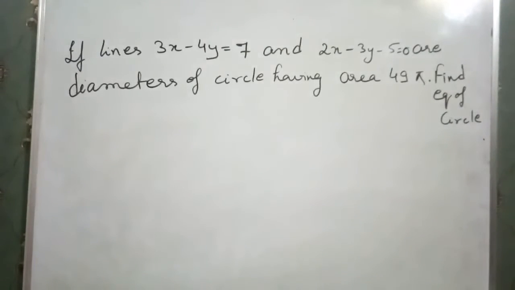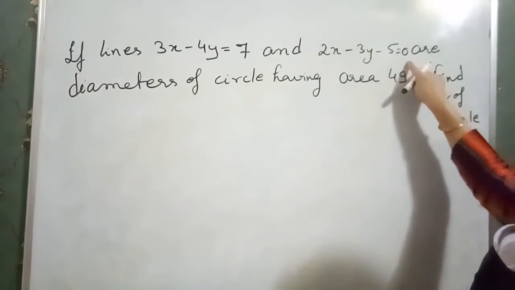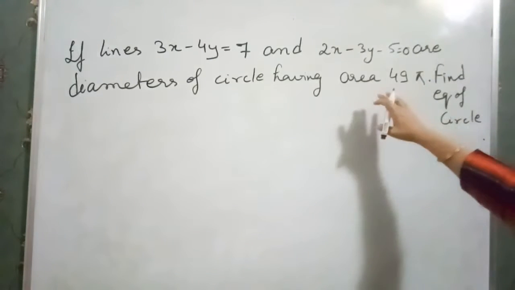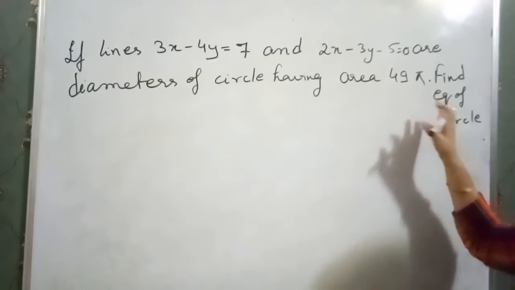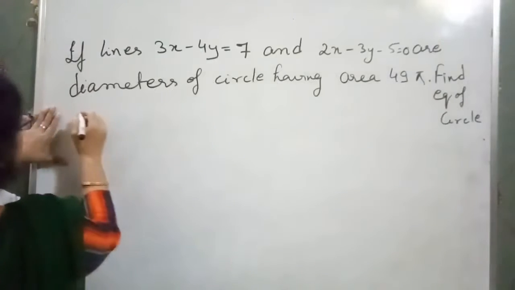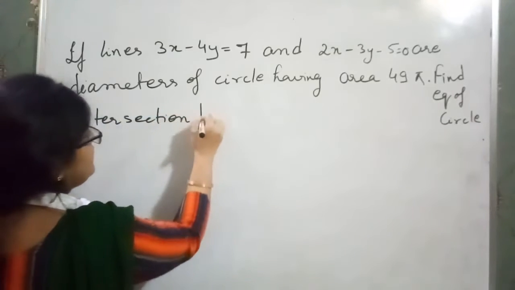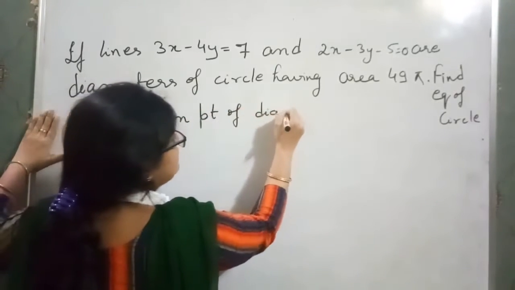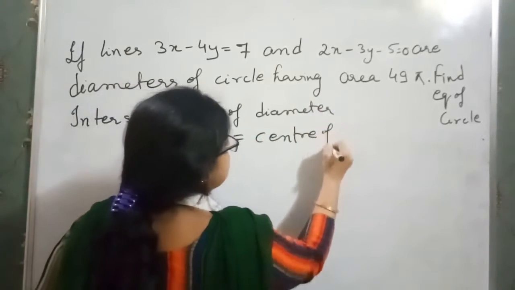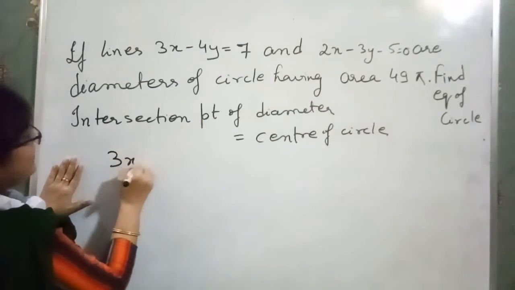If the lines 3x minus 4y is equal to 7 and 2x minus 3y minus 5 is equal to 0 are the diameters of the circle, and the circle has area 49 pi. Here the area of the circle is given and you have to find the equation of the circle. So again, the intersection point of the diameters gives you the center of the circle, as I told you earlier. So firstly solve for the values of x and y.